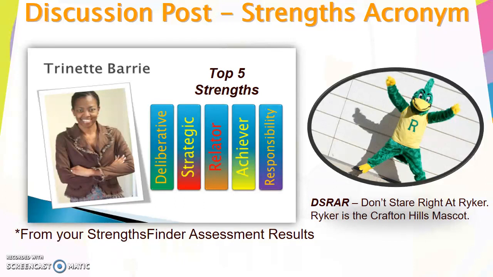What I would like you to do is develop a sentence that helps you to remember your top 5 and also may help you to remember a little bit more about the meaning of your top 5. You also should include a sentence that summarizes what your acronym means. For me, that sentence is, Riker is the Crafton Hills mascot, and therefore we shouldn't always stare at him.